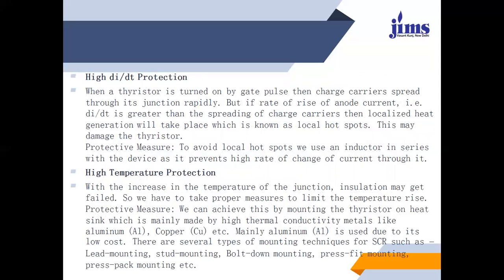Next will be the high temperature protection. With the increase in the temperature of the junction, insulation may fail. So we have to take measures to limit the temperature rise. Protective measure: we can achieve this by mounting the thyristor on a heat sink, which is mainly made of high thermal conductivity metals like aluminum, copper, etc.